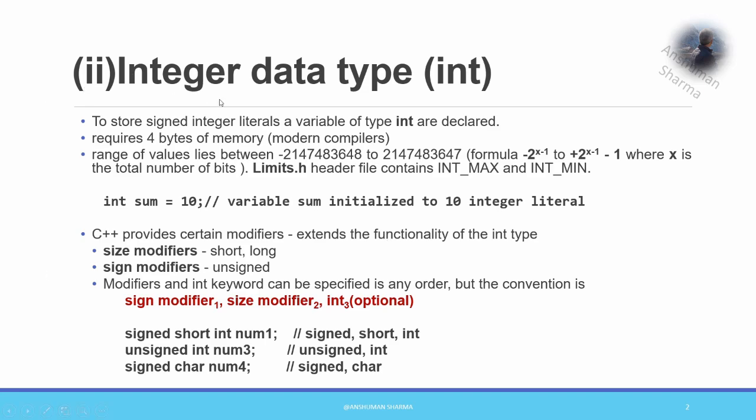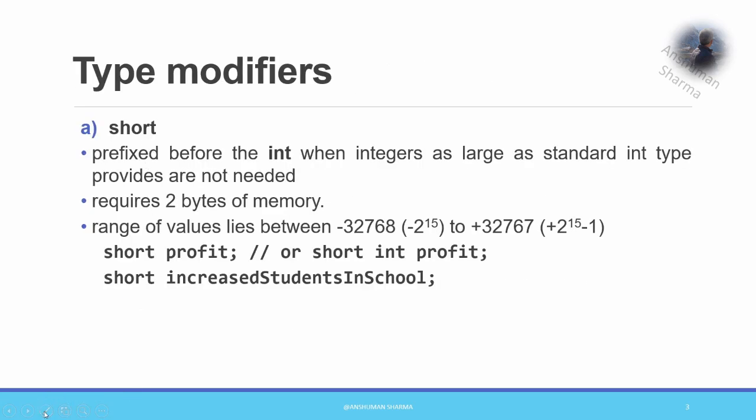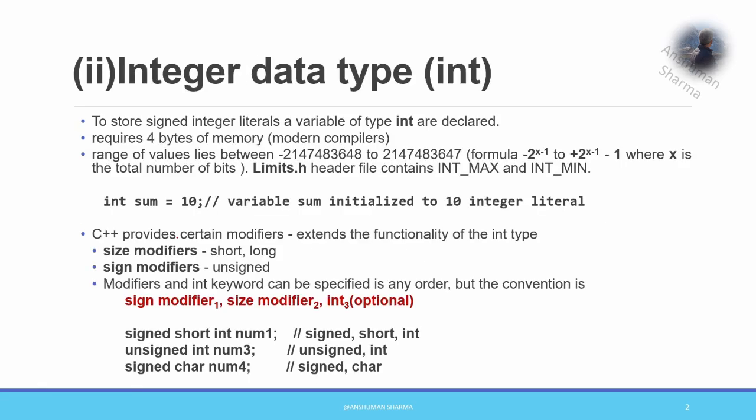Now all integer literals are int by default and they require 4 bytes of memory, and therefore most new compilers support 4 bytes of memory. So you can think of 4 bytes of memory in modern compilers, and its range is calculated by this formula where x is the number of bits supported. So 4 bytes is 32 bits. So 32 minus 1 is 31. You put this value: minus 2 raised to power 31 to 2 raised to power 31 minus 1.